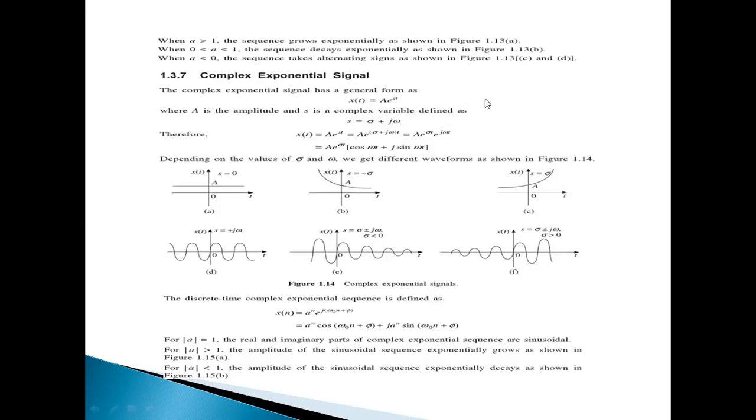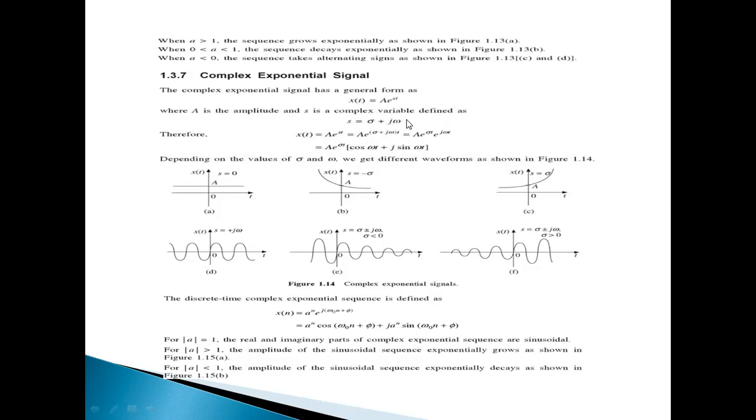Coming to the complex exponential signal. Till now we discussed the exponential signal, which is real. Now the complex exponential signal: the general form is x of t is equal to A into e power st, where s has a real part and an imaginary part, where s is sigma plus j omega. The electrical students can understand this one. s is equal to sigma plus j omega.